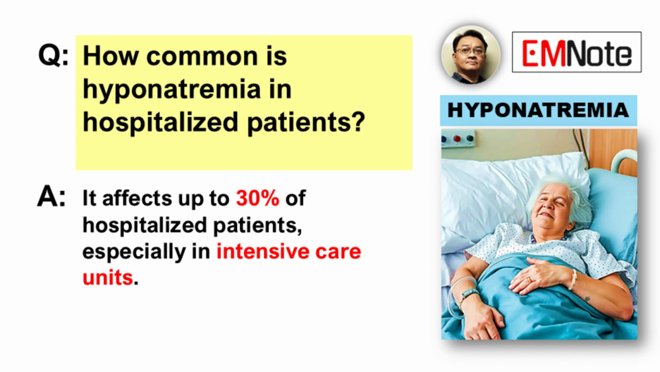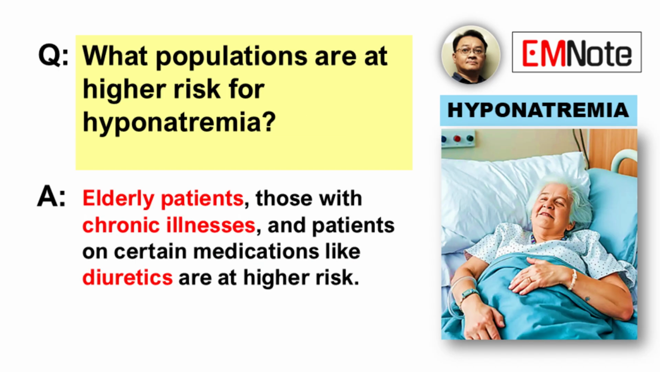How common is hyponatremia among hospitalized patients? Very common, affecting up to 30% of inpatients, particularly those in intensive care units. Which patient populations are most at risk? Elderly patients, individuals with chronic illnesses, and those on medications like diuretics are particularly vulnerable.